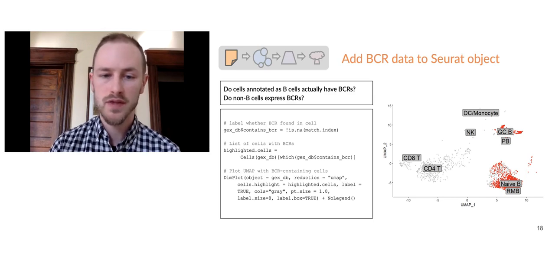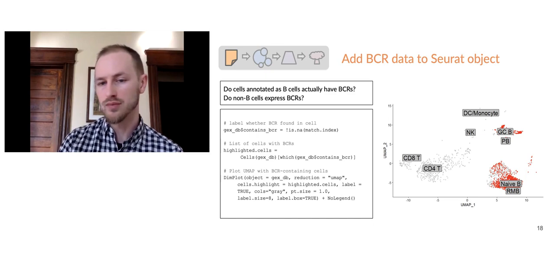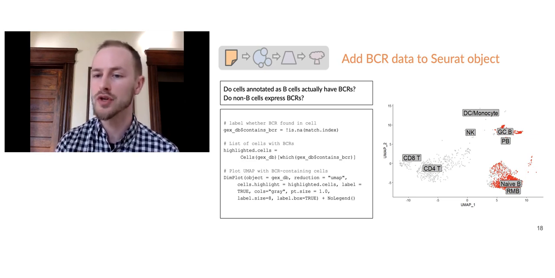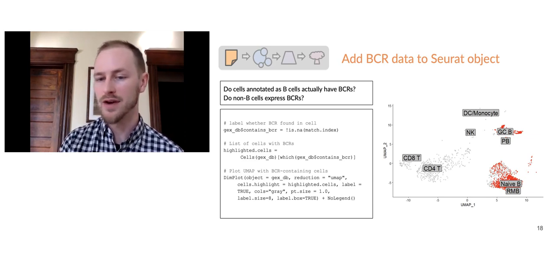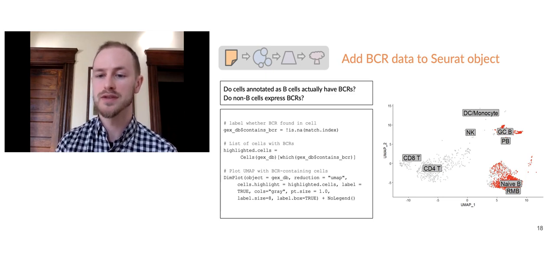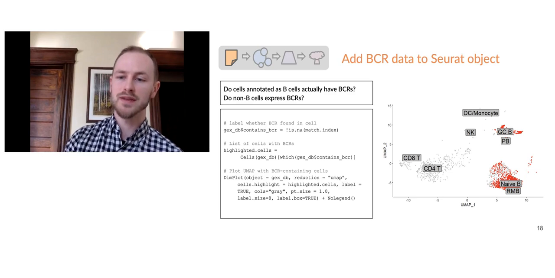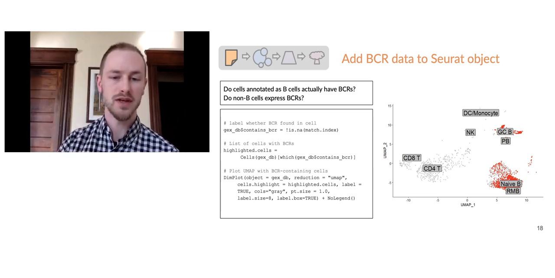So as you can see from this UMAP, the BCR cell types are the ones that are expressing BCRs. So our naive B cells, our resting memory B cells, our plasmablasts, and our germinal center B cells all have cells that contain BCRs, and the T cells, natural killer cells, and dendritic cells and monocytes don't express BCRs. So this is a great confirmation that the cells you identified by gene expression information are really B cells.